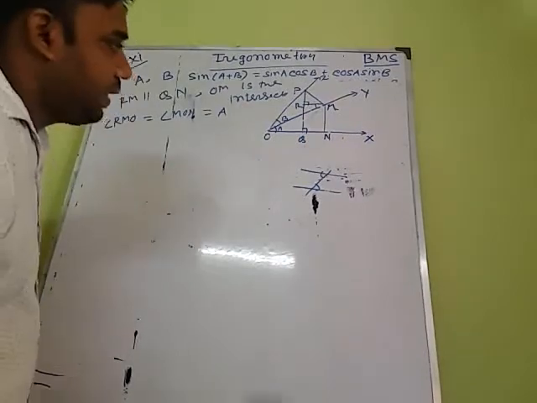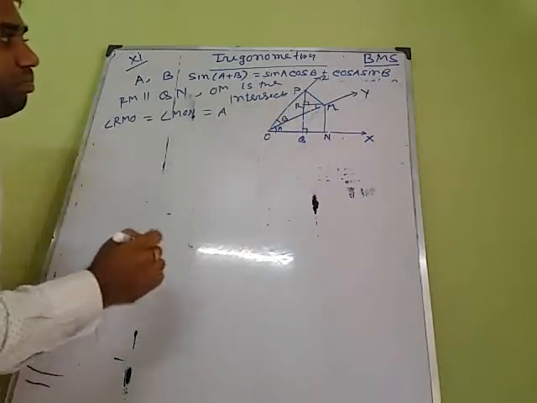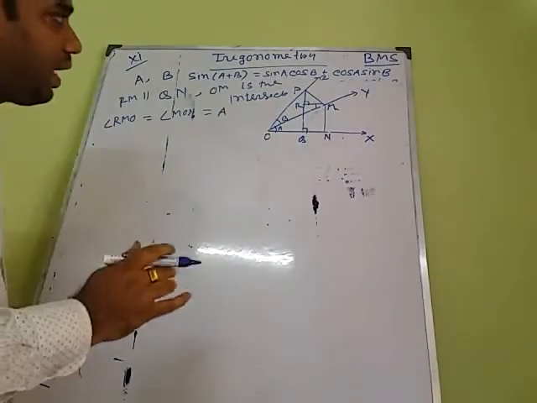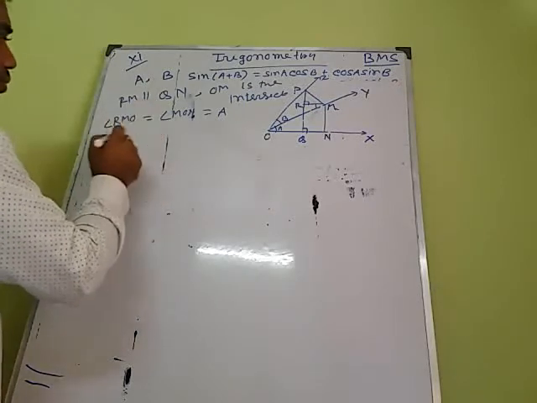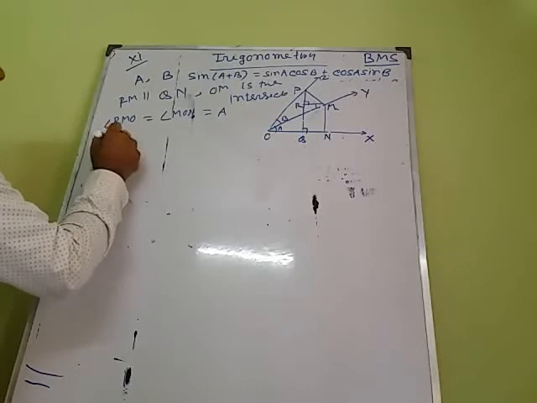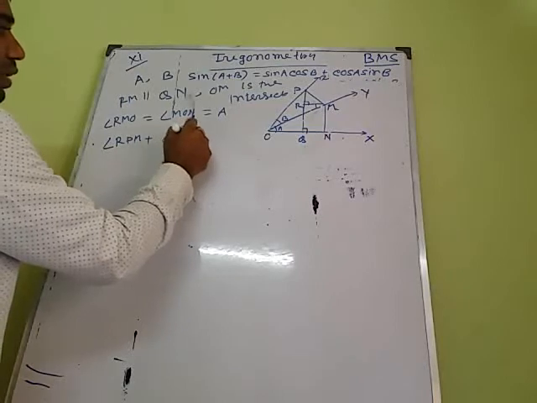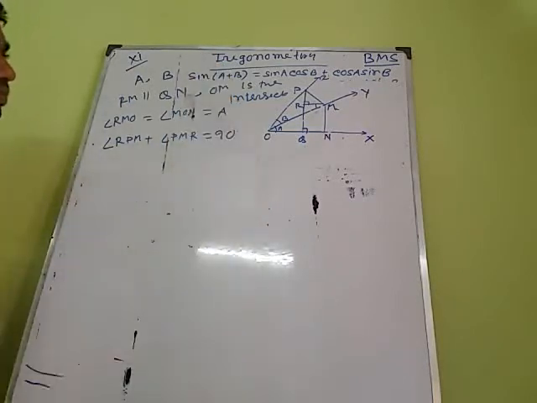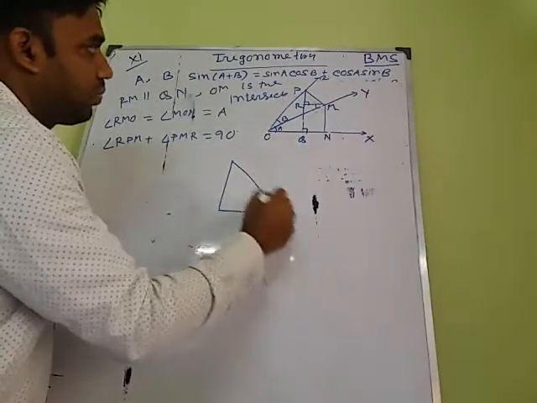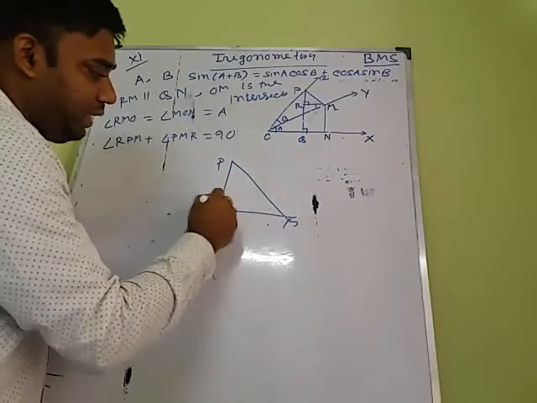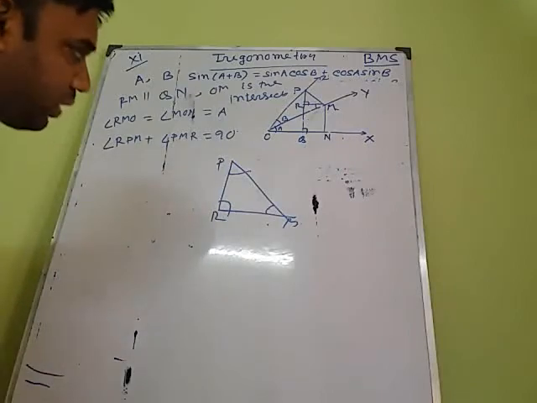Next thing, in triangle PRM, angle R is 90 degrees, and therefore angle RPM plus angle PMR equals 90 degrees. In triangle PRM, the sum of these two angles must be 90 degrees. I have written this line only.